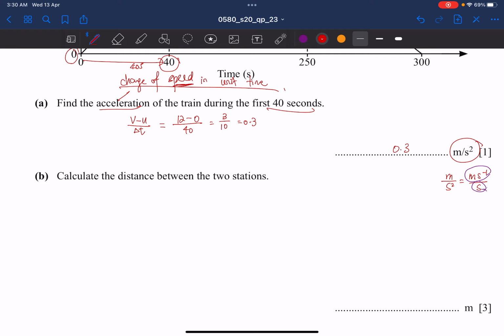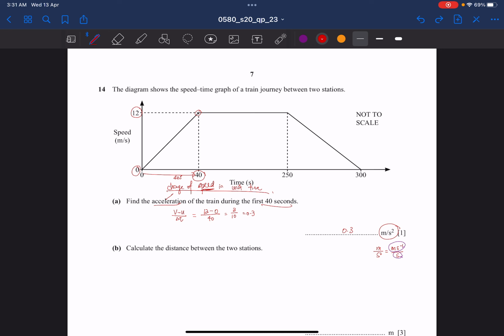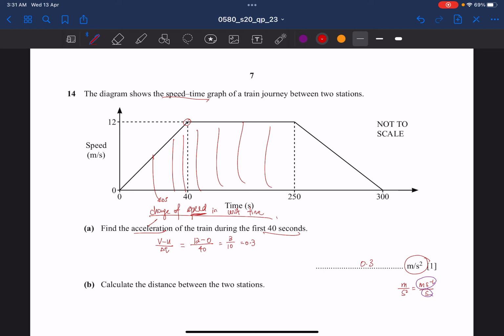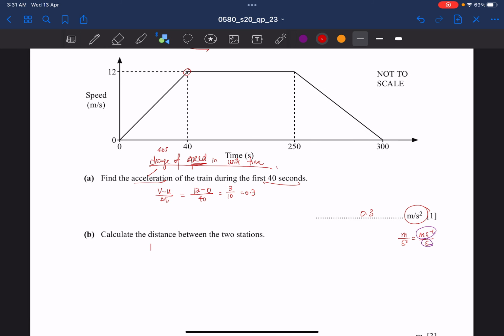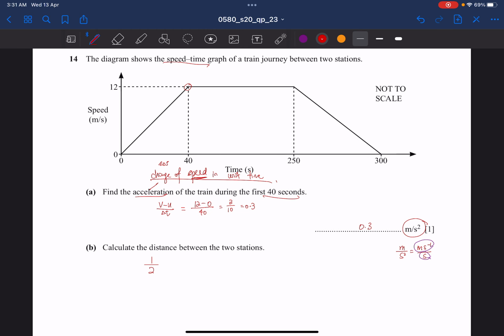Calculate the distance between two stations. This is a speed-time graph. Distance is just the area under the curve. For this shape, this is a trapezium, right? You can calculate each portion separately and add them up, but it's much faster if you realize that this is a trapezium and apply the formula for the area of a trapezium.